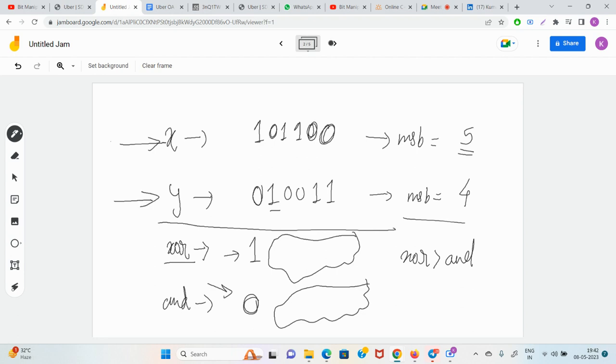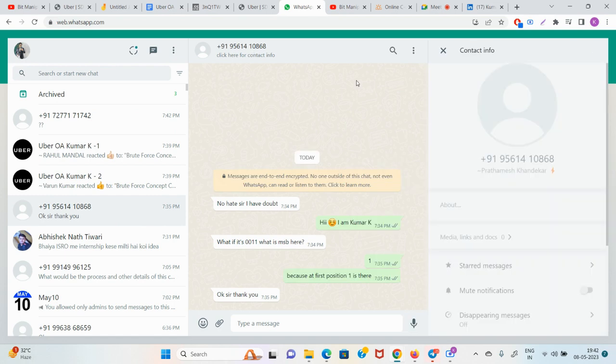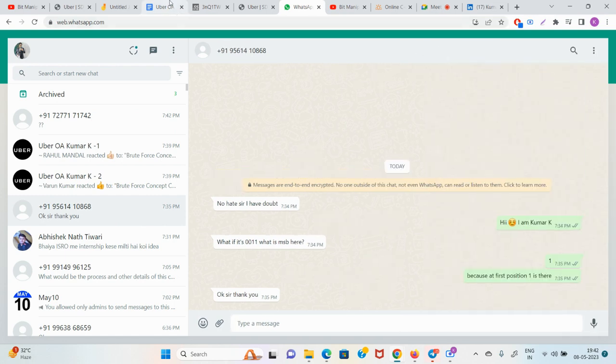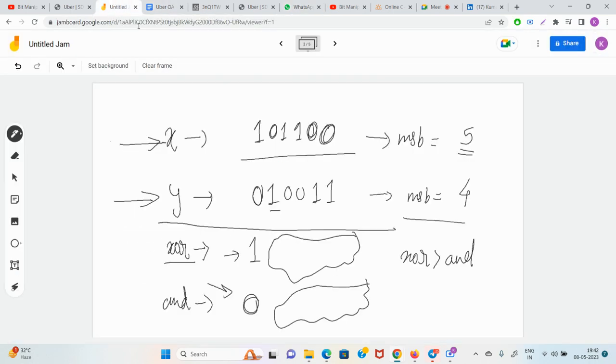Clear, guys? Now the thing is that, see, what will be the msb for this, and the msb for this? Let me see if our student can answer. Prathamesh, please reply to me on WhatsApp. What will be the msb of this number? And I think others already know.